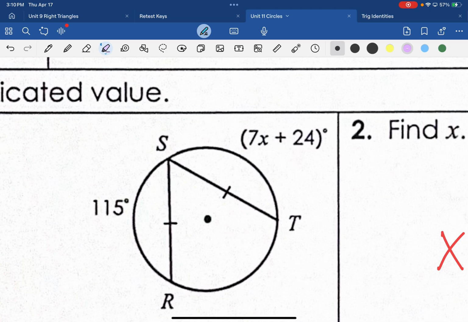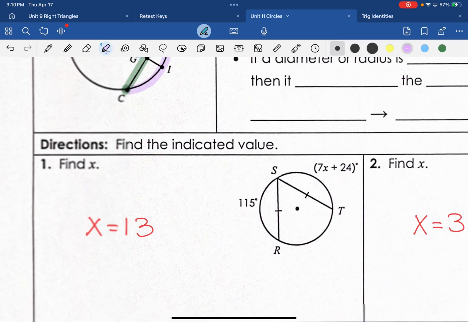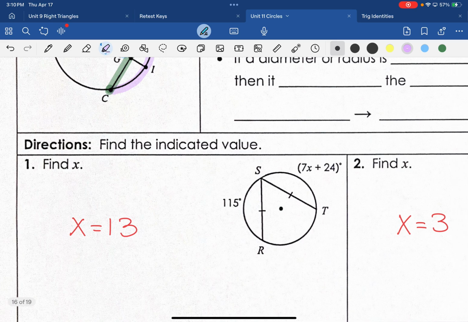Wait, but aren't both of them just 115 anyways? Or is that the angle? Both arcs are 115, but it says find x. So they're going to use that to find x. Okay. So that's going to be kind of what they give you.